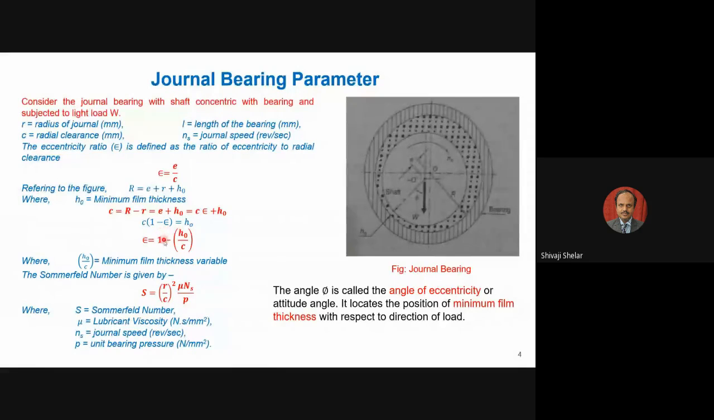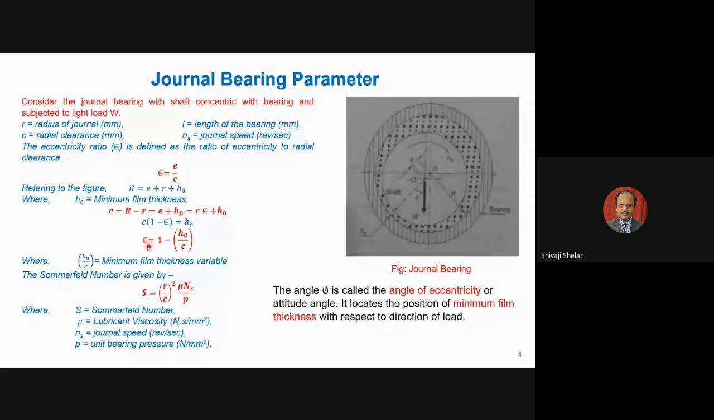From this relation, we can write the eccentricity ratio epsilon is equal to 1 minus H0 by C. Now this is another very important variable in the analysis of your journal bearing. H0 is the minimum film thickness, C is your radial clearance, so it is a relation between film thickness and radial clearance. This parametric variable, H0 by C, is called the minimum film thickness variable.